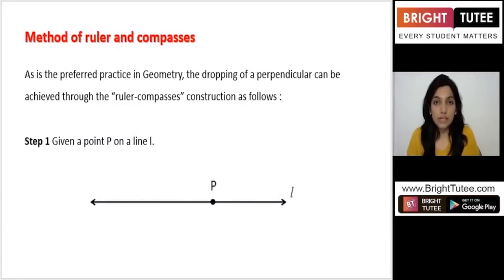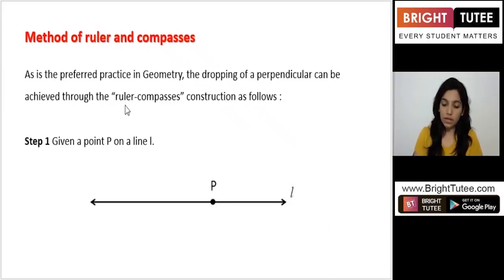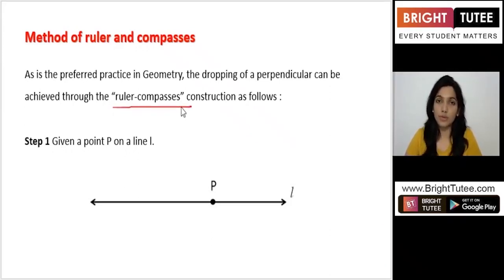The use of set square was really simple, right? Now what comes is the compass. It is not very easy, but it's very interesting to learn how you can draw these perpendiculars using the compass. So get ready with the compass, ruler, and pencil attached, and make sure it's sharp. Okay, let's do this. It says, as is the preferred practice in geometry, the dropping of the perpendicular can be achieved through the ruler-compasses construction, as we are just going to read now.